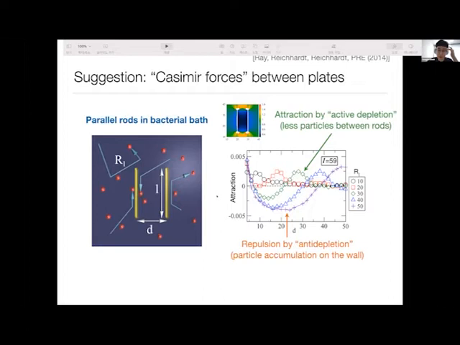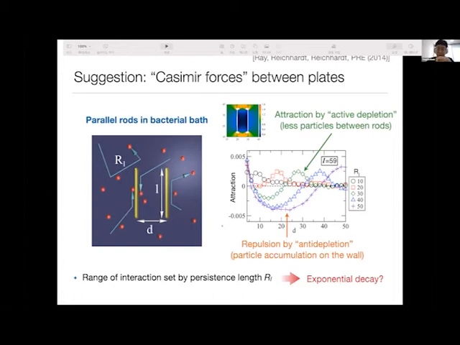But what these authors concluded from their observation is that the range of this attractive interaction is essentially set by the persistence length R_L. That would imply some sort of exponential decay in the strength of attraction as these rods move far away from each other.